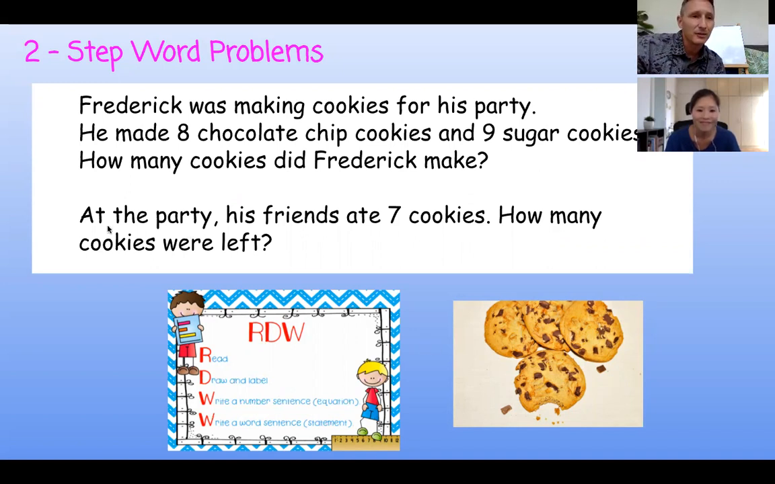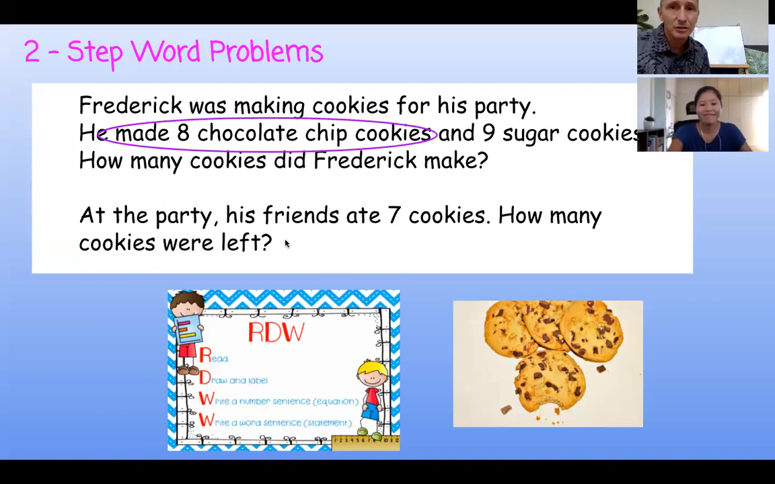But let's look a little bit further. At the party, his friends ate 7 cookies. How many cookies were left? So now if we're eating those cookies, I'm thinking we're going to be minusing those cookies. We're going to be taking those away. So it's really important. We want to pay attention to the 8 chocolate chip cookies. And Miss Yuka, I'm going to start with just the number sentence and then show my thinking using base 10. And you can use a different strategy, and Miss Yuka is going to show you her own strategy.